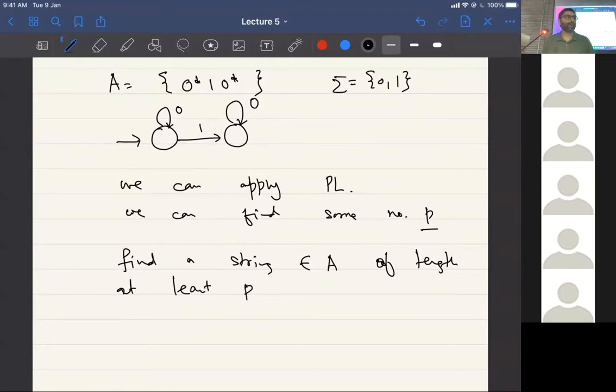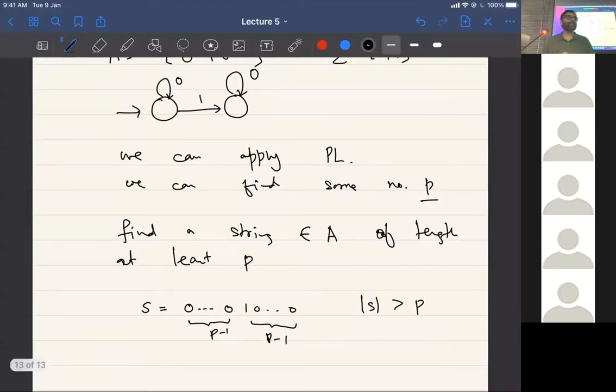Okay? Find a string of length at least P. Imagine S is a string of length P. Let's suppose S is all zeros, then we have one, and then all zeros again. There are P minus one zeros, and P minus one zeros. What is the length of this S? It is greater than P. Why? Because the length of this string is two times P minus one plus one, which is much bigger than P.